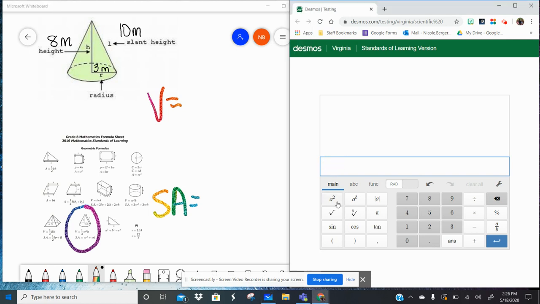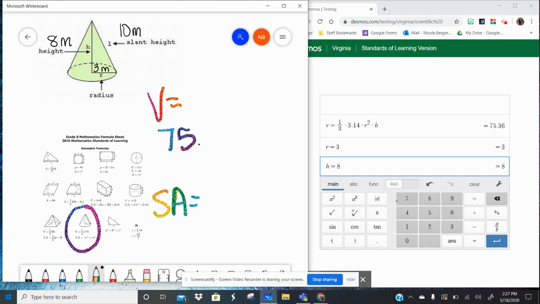So if I look at volume equals 1/3 pi, so I'm going to say times 3.14, because we're not using the pi symbol, times r squared times h, right? And I don't have to put that dot there. I could have kept it all together. So I just plug in what I know. The radius is 3. The height is 8. And then for volume, it's 55.36 meters cubed. Don't forget that part, right?